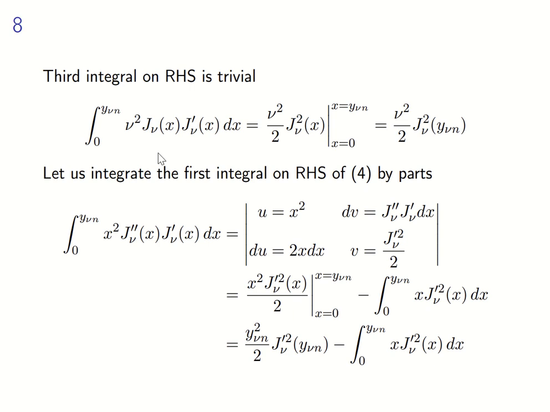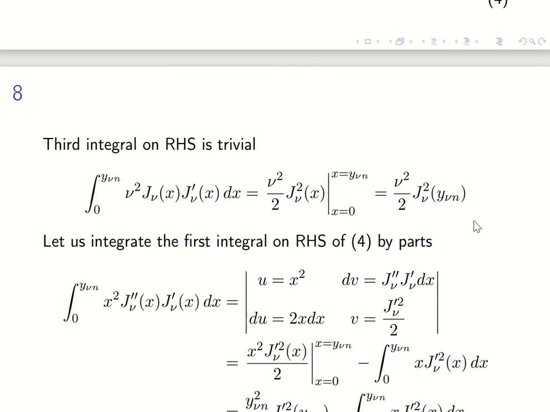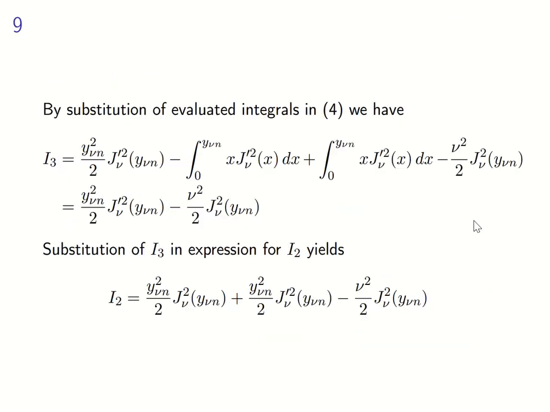The third integral on the right hand side is trivial, while the first integral on the right hand side of 4 can be solved by using integration by parts, with u and dv given in between the vertical lines. By substitution of the evaluated integrals in 4, we have the following expression for I3, and substitution of integral I3 in the expression for integral I2 yields the final expression for integral I2.